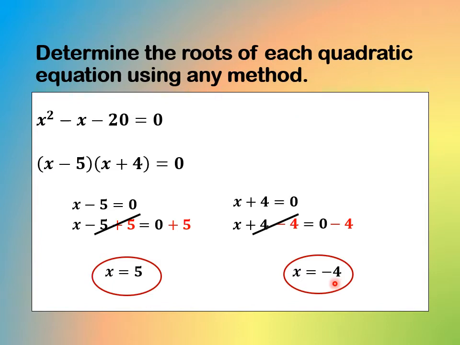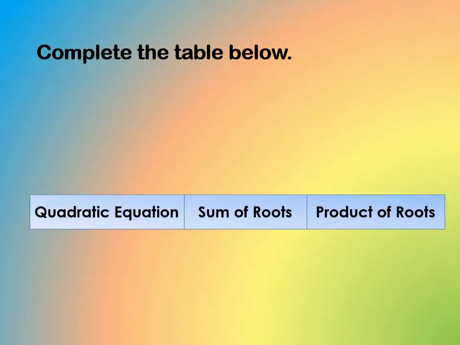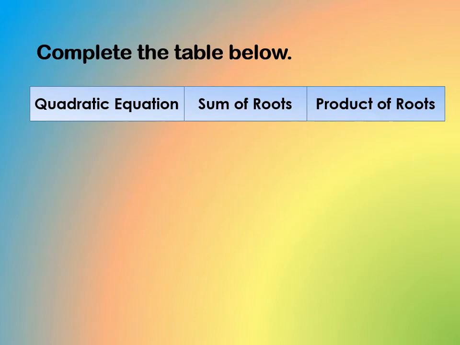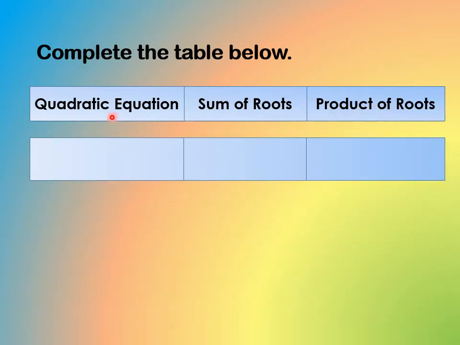Therefore, the roots of x squared minus x minus 20 is equal to 0 are 5 and negative 4. Let's complete the table. Okay, we have the sum of roots and the product of roots of the given quadratic equation. Okay, kung babalikan natin kanina, si x squared plus 7x plus 12 is equal to 0, ano yung roots nila? Negative 4 and negative 3.